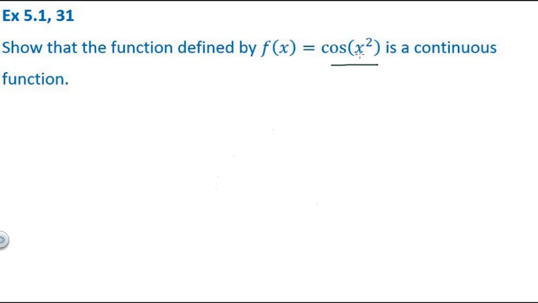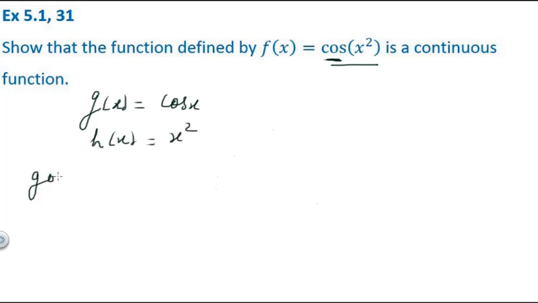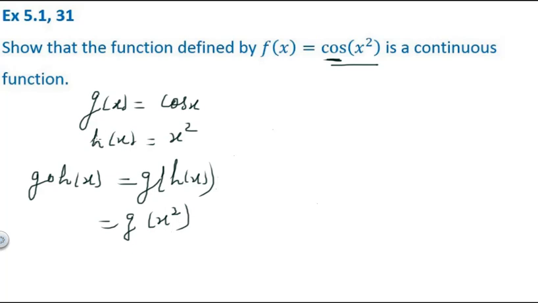f of x is given as cos of x square. Whatever is given first, we will consider as g of x, which will be cos of x, and the other one, which is coming after cos, is h of x equals x square. So let us see whether this is a composition of g of h or not. g of h of x: what is h of x? x square. When it is g of x, it is cos x, so instead of x, we place x square and get cos of x square. So yes, it is a composition of two functions, g and h.